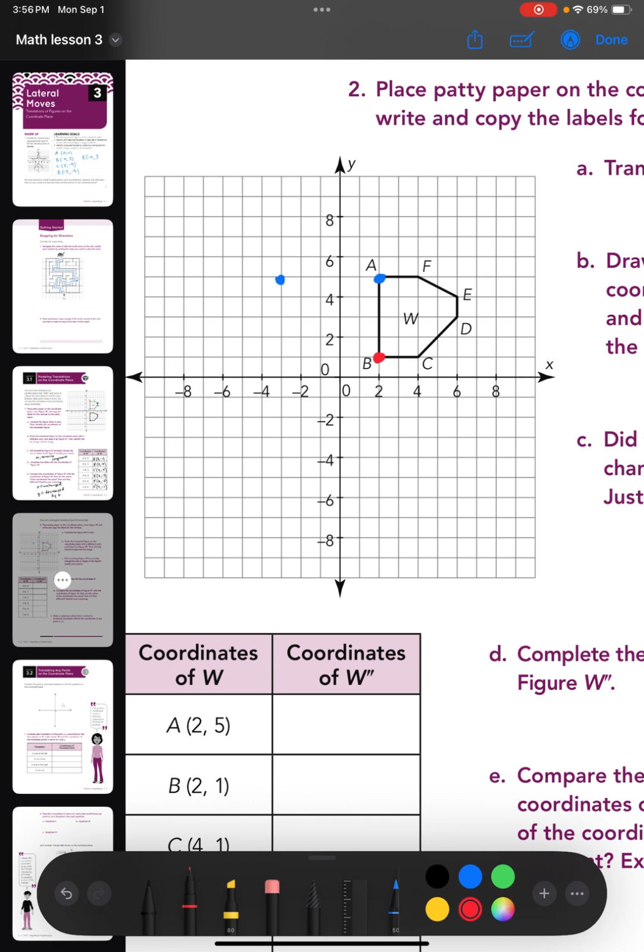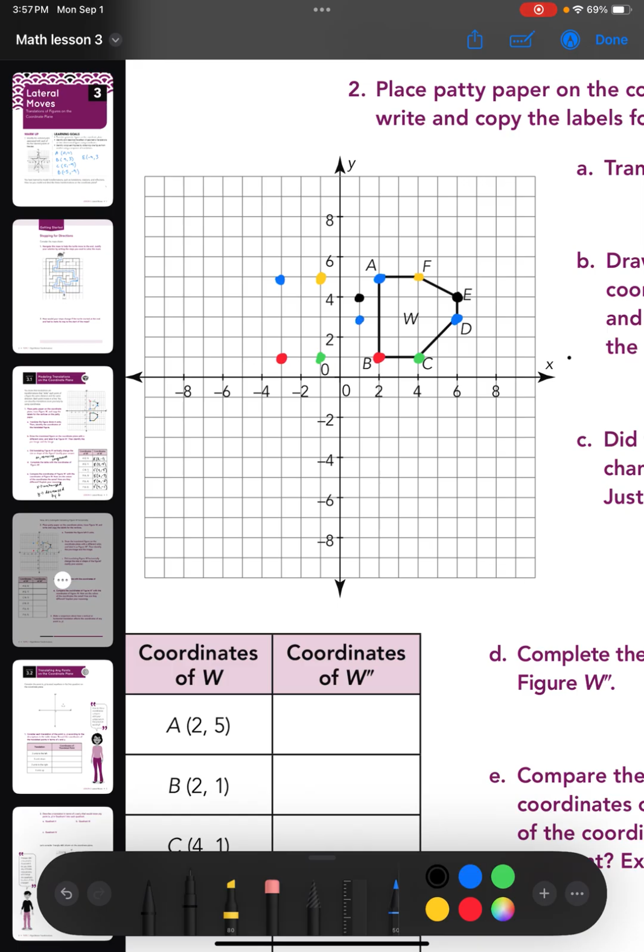Point B, same thing, go 5 left. Point C, 1, 2, 3, 4, 5. Point F, 1, 2, 3, 4, 5. E, 1, 2, 3, 4, 5. And then point D, I'm going to go back to blue again, 1, 2, 3, 4, 5.